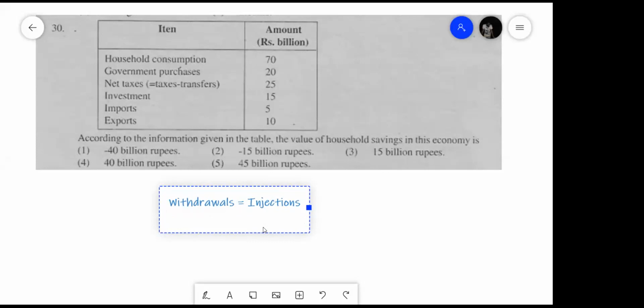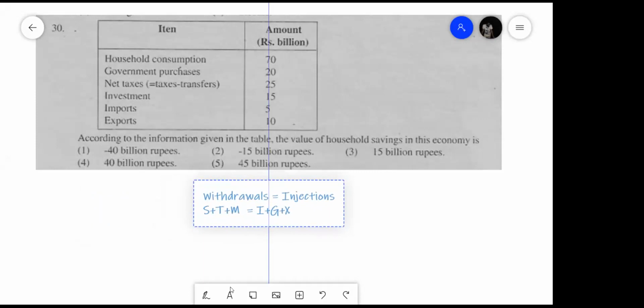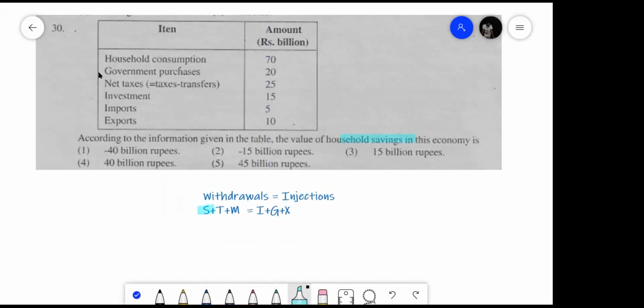Okay, so one way of finding macroeconomic equilibrium is withdrawals equals injections. In very simple terms, W equals J. Can you all tell me what the withdrawals are in an open economy? Exactly. You have savings, taxes, and imports, right? What are the injections that come into the economy in the circular flow of income? You have investment, government spending, and exports. So this equation is what you have to use. They would have given you five of these and they will ask you for one. Now here they are asking you for the value of household savings, this S. They have given you household consumption, which you don't have to take into consideration. I'll show you how it's done.